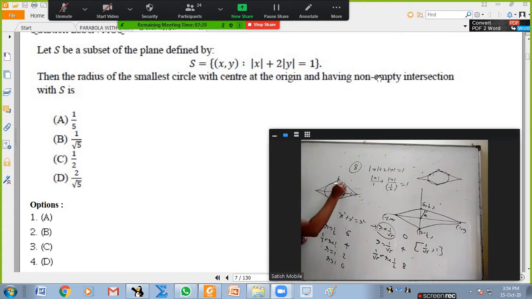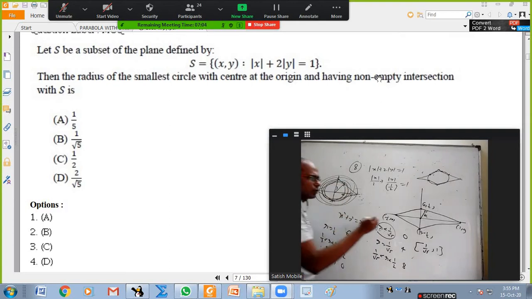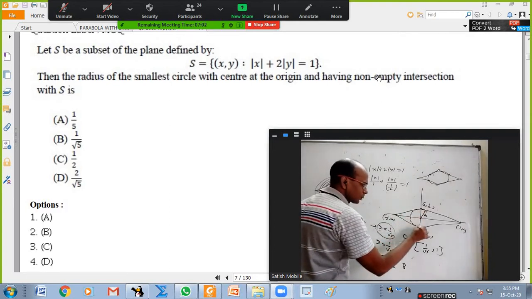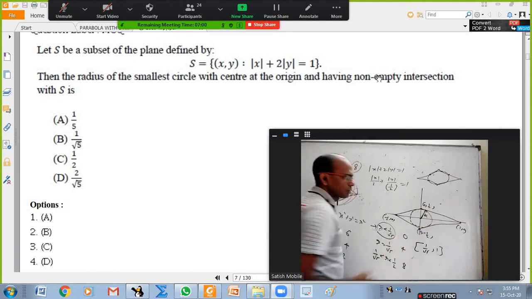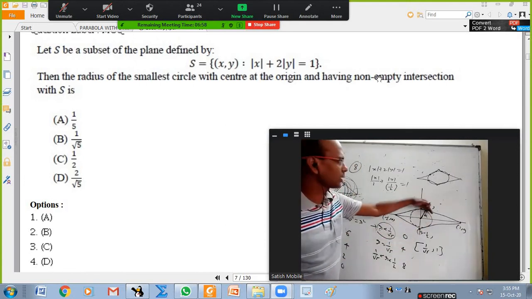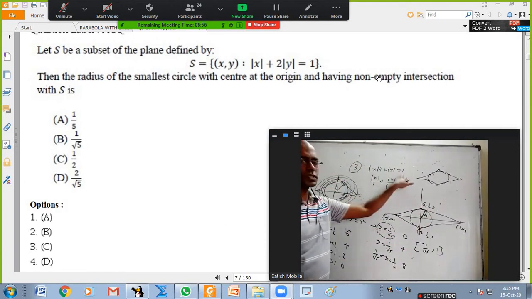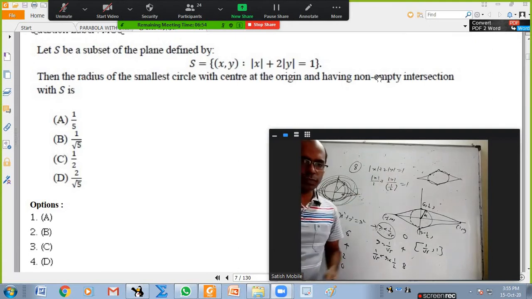If you increase the radius little more, it will be like this. If you increase little more, it will pass through these two. If you increase little more like this. So what is the smallest circle having some common points with the given rhombus? It is the one which is just touching inside. What is the radius of that? From origin, simply find the perpendicular distance to this line. Mod c by root a square plus b square, which is 1 by root 5.